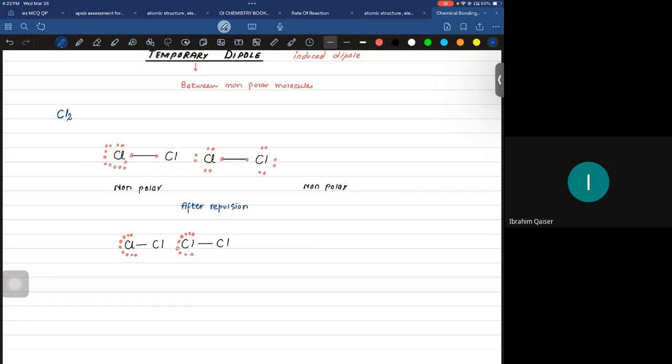Due to this unequal distribution, before, when they were individual, there was equal distribution of electrons, 7 7 7 7, before coming close to each other. But now you can see there is unequal distribution of electrons. So due to this, one side becomes partial negative and the other becomes partial positive.